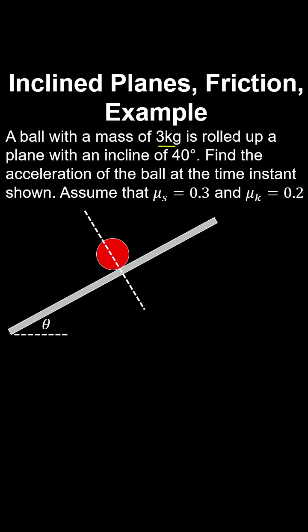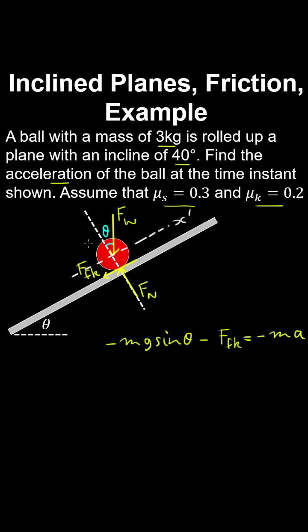A 3 kilo ball is rolled up a plane, and we're asked to find the acceleration at the time instant shown, and assume the following friction coefficients. So taking a free body of the ball, so we have the force of weight, the kinetic friction force, and the normal force. And this angle is equal to the angle of the plane. So applying Newton's first law in a direction parallel to the plane, where we note that the acceleration is to the left, because it acts in the direction of the net force.